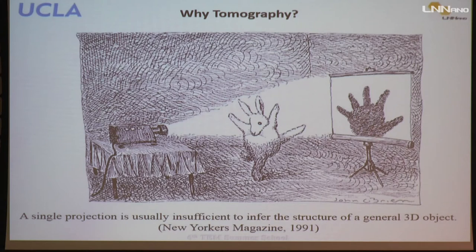By just looking at this one, probably nobody can imagine that something in between looks like this: a rabbit with two hands, two ears, and one leg. That makes the hands look like projections. So these 2D projections can be easily misleading. By only using this one, you cannot get the true structure of this 3D object.